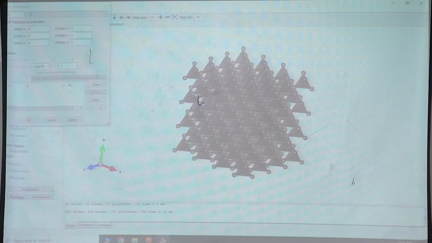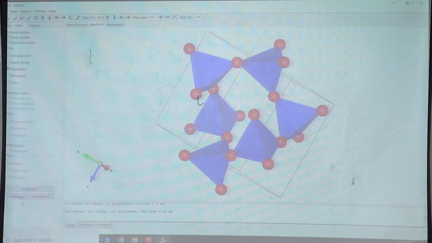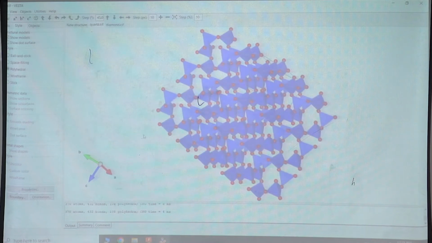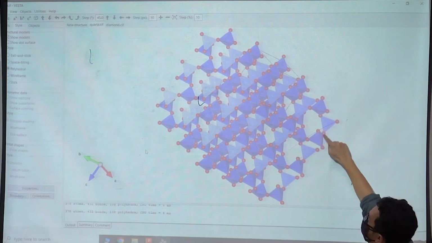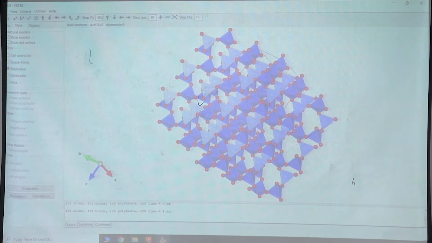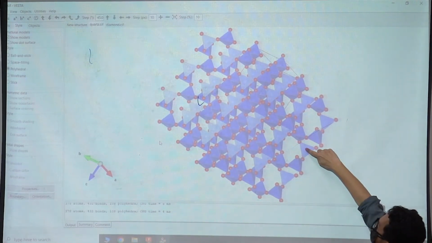Okay, let me close this one and then go to quartz. Let me also make it bigger, just to compare, 3, 3, 3, apply, and then okay. So you can see this is polyhedral. If you look here, they are like tetrahedral, right? Tetrahedral. It's like a pyramid. The difference between quartz and diamond is that in quartz, they are silicon and oxygen.